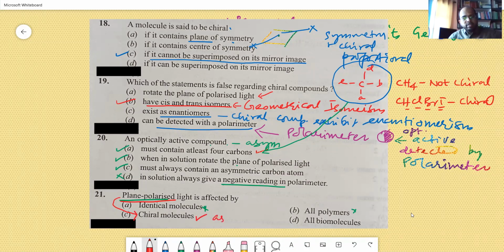Chirality and asymmetry should all go together. All biomolecules are not optically active. All polymers are not optically active. Only chiral molecules have an asymmetric carbon atom. Therefore, they rotate the plane polarized light towards left or right. That is why you put plus or minus. For identical molecules, they don't give this. It's a kind of different question. Even though you may have identical molecules which are not superimposable, the more right answer is C.